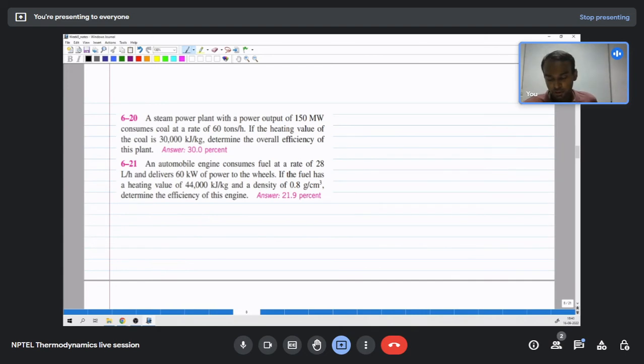So now moving on to the problems. The first problem we have is a steam power plant with a power output of 150 megawatt, and it consumes coal at a rate of 60 tons per hour. If the heating value of coal is 30,000 kilojoules per kg, determine the overall efficiency of this plant.